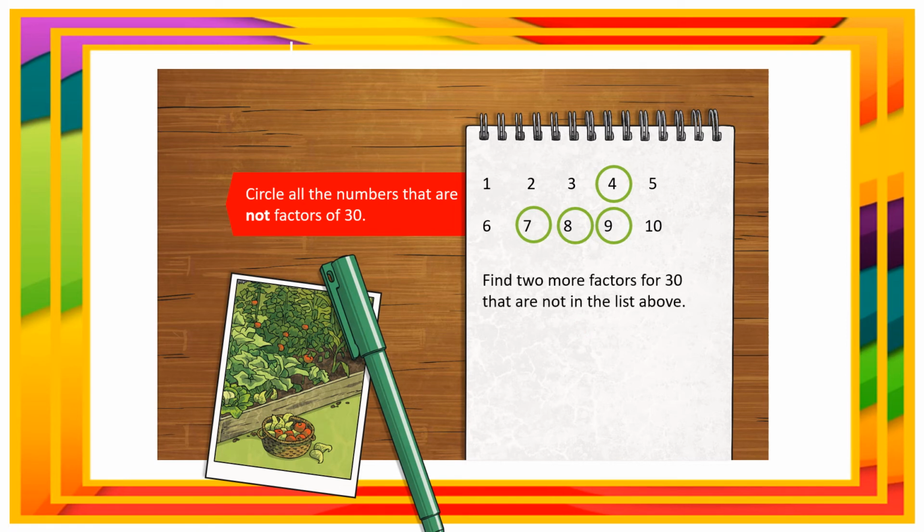Find 2 more factors for 30 that are not listed in the list above. Did you hear one number I said that was not here when I was giving out the numbers we could multiply with those already written? Did you hear the number 15 and the number 30? Well done if you did. Well done.